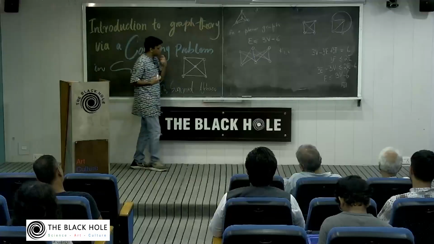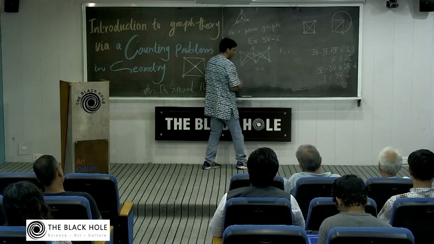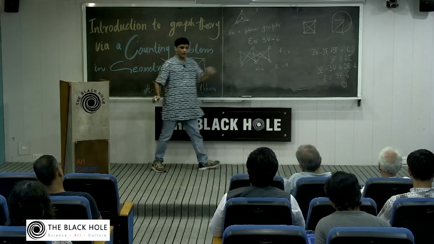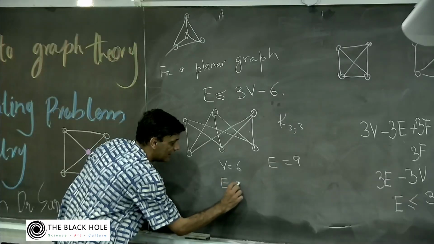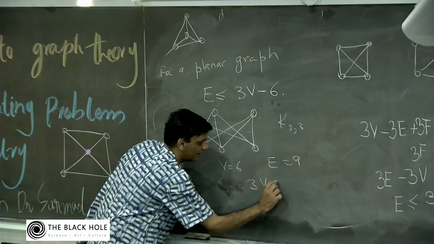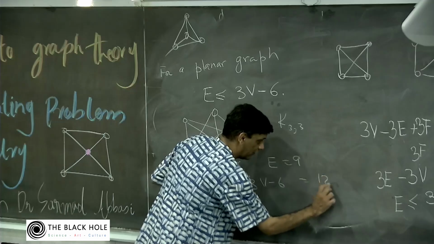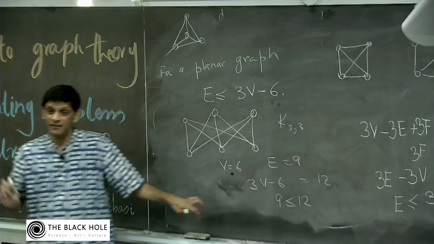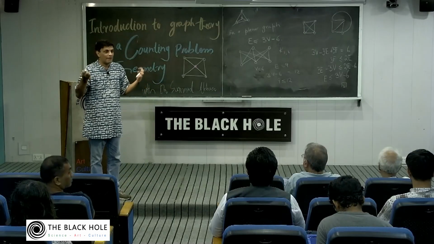Now, here's a thing about this graph. The number of vertices is 6, right? The number of edges you can count is 9. And let's do 3V minus 6. So that's 6 to 12. So 9 happens to be less than or equal to 12, okay? What does that mean? Absolutely nothing.